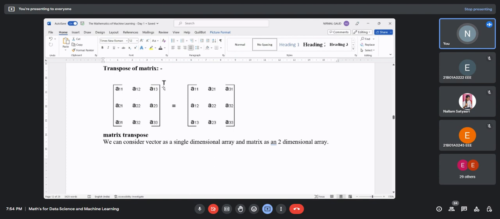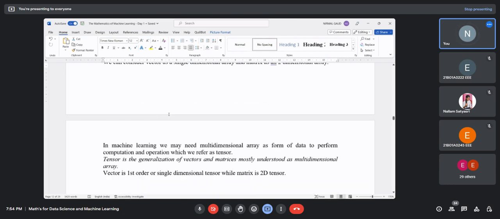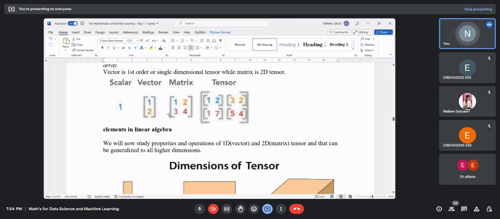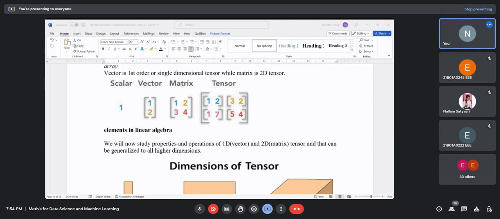And here is the transpose of a matrix. I can calculate the transpose of a vector, and I can calculate the transpose of a matrix. Here is the transpose of this matrix, rows converted to columns. Now, as I already told you previously, the word tensor: a high dimensional matrix is called a tensor.